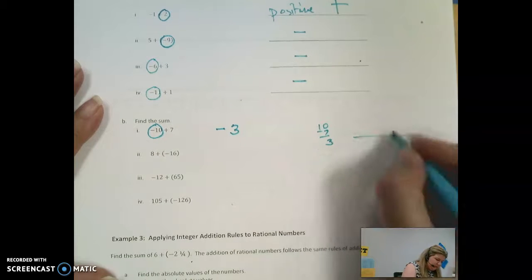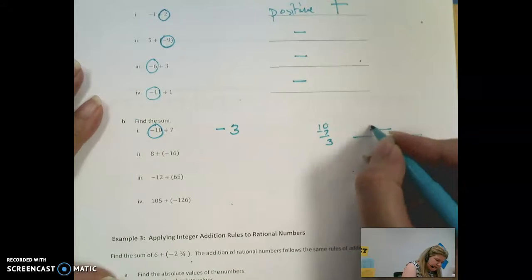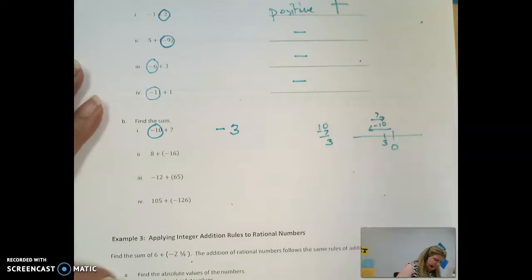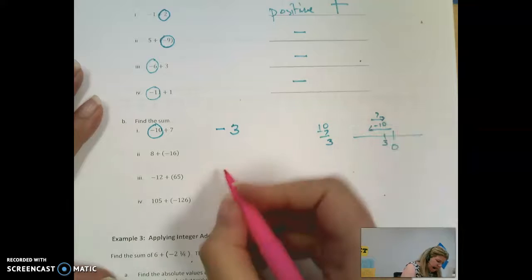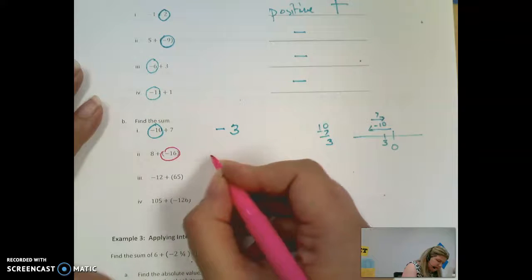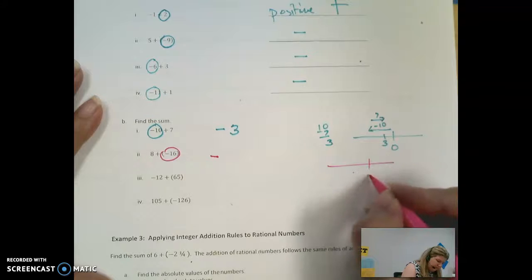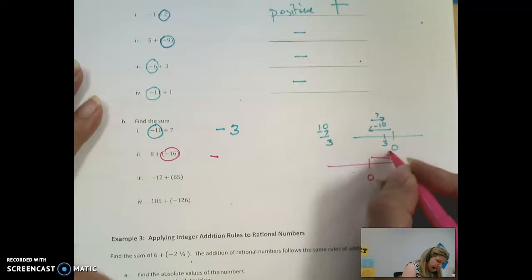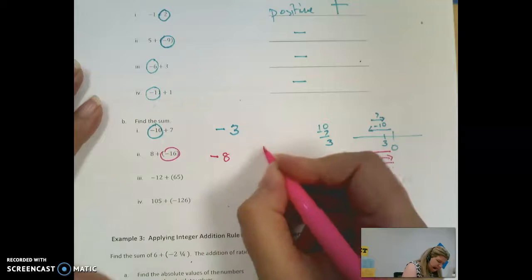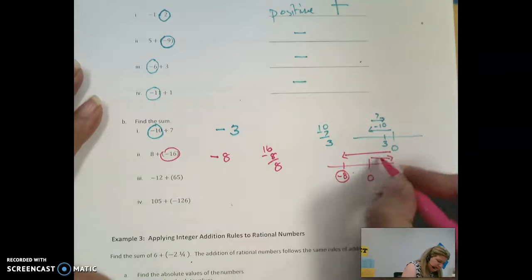You could draw a number line here. We should probably sketch one out really quick. Okay, negative 10, 7, 3. Okay. 8 plus negative 16. Answer will be negative 8. Negative 16. Land at negative 8. 16 minus 8 is 8.